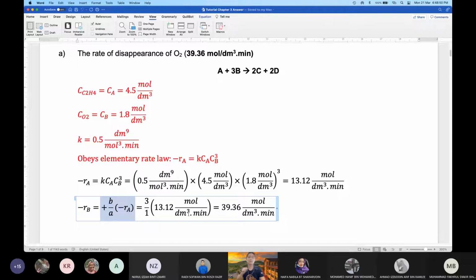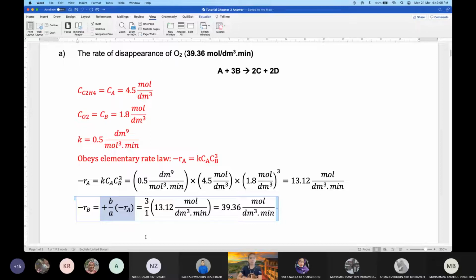Okay, we have done a similar question in chapter 2 sebenarnya, tapi masa chapter 2 tu kamu tak payah kira. Okay, kamu just terus ambil je nilai dia. Dalam chapter 3 ni kamu dah kena start kira. Tapi kamu kena faham what is the correlation between minus RB kepada minus RA.